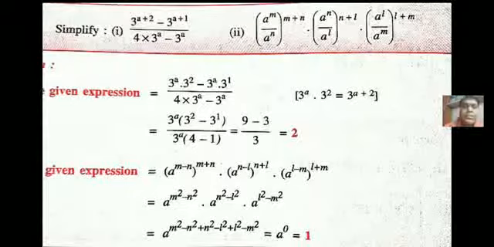Here you have another question. Simplify: 3 to the power n plus 2 minus 3 to the power n plus 1, divided by 4 into 3 to the power n minus 3 to the power n.